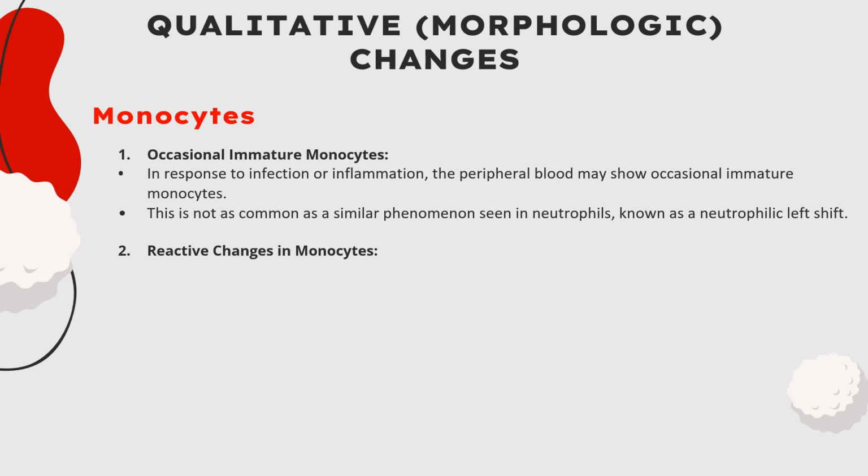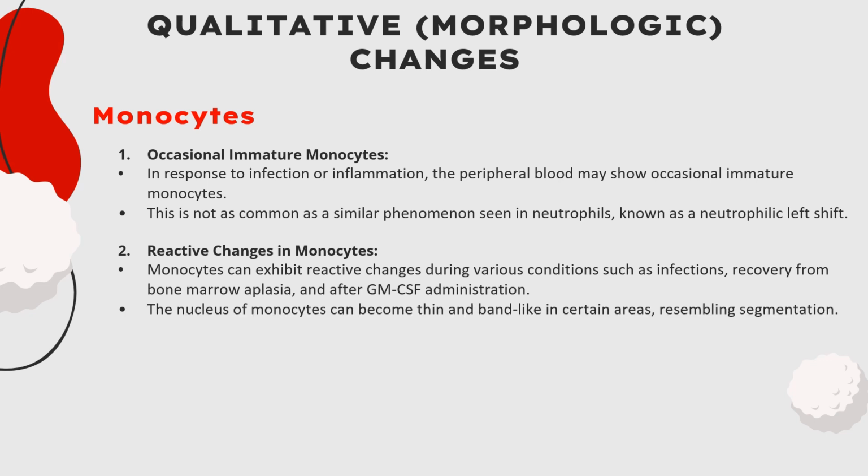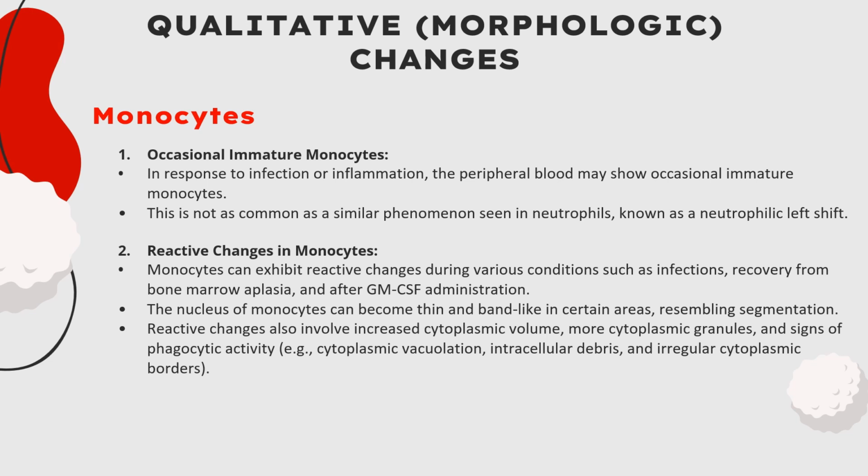2. Reactive changes in monocytes. Behold the dynamic world of monocytes, a realm of cellular adaptation and response. Monocytes, those defenders of the immune realm, can undergo reactive changes in various scenarios, during infections, in the recovery from bone marrow aplasia, and even after a dose of GM-CSF therapy. Witness the transformation of their nuclei, thin and band-like in certain areas, mirroring the concept of segmentation. Their cytoplasmic realm expands, embracing more granules, showcasing phagocytic prowess through vacuolation, intracellular debris, and even irregular borders.